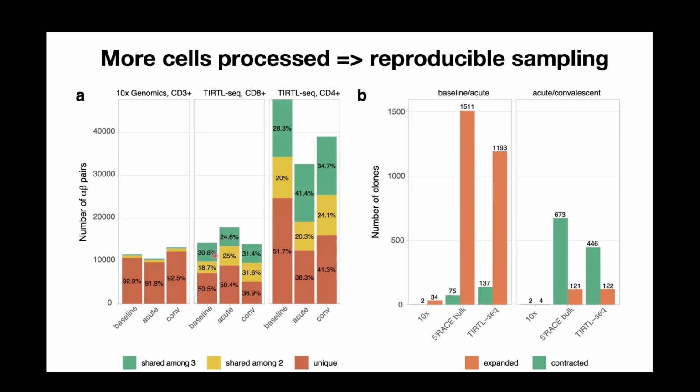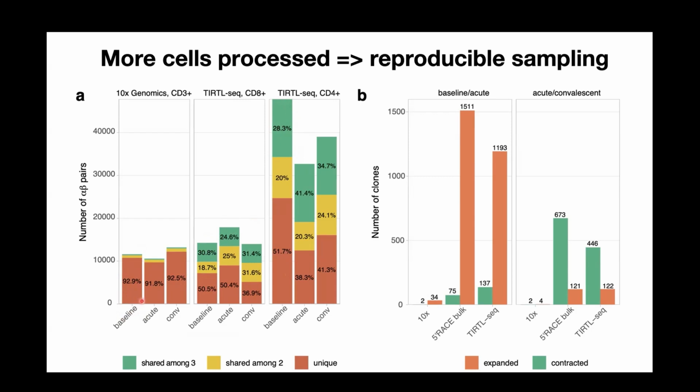So combined, CD4 and CD8 beats 10x, of course. But one might say, okay, you have like 15,000 pairs for CD8 TIRTL-seq. I mean, if I sort CD8 cells and do 10x, I will get the same. And this is not correct in the sense that you may get the same amount of pairs in 10x, but the clonal reproducibility will be lower, right?